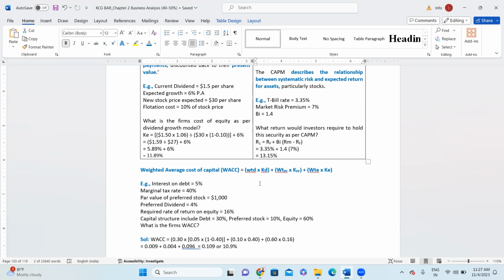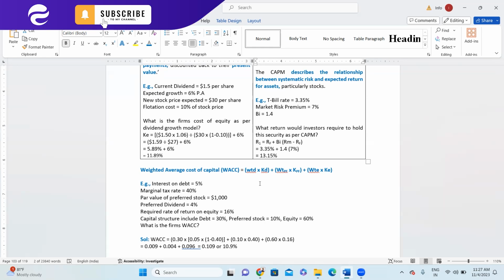Yes, sir. And what is the percentage of preference share? 20%. Clear, everyone? So, first thing is identification of the weight of debt, preference share, and equity.